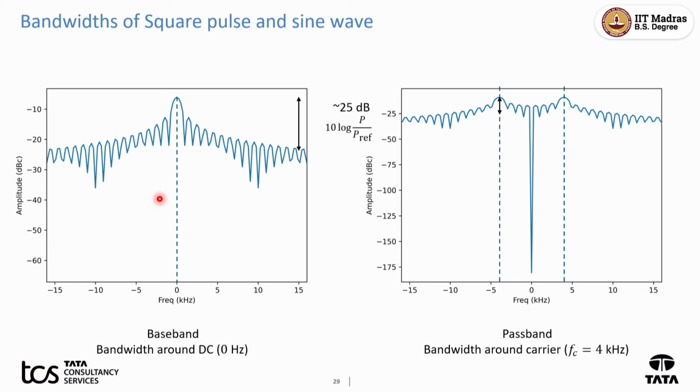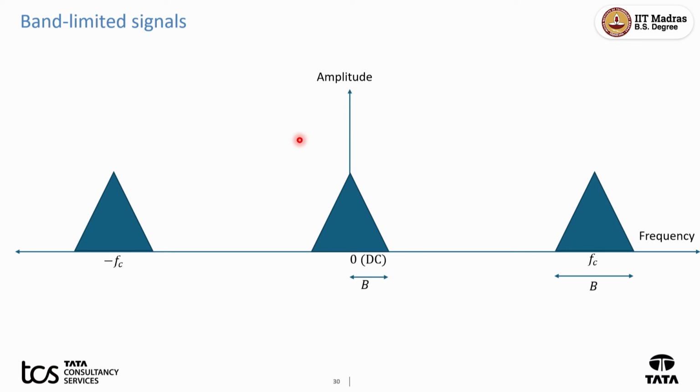You can see this black arrow and this one, they are different Y scales, approximately 25 dB apart. This corresponds to the square pulse and the sine wave. If we transmit this on a wireless spectrum, we will be jailed for infringing on other operators' spectra. This 25 dB is hopeless for wireless transmission. So we will come to that later. But if you see any communication textbook, we work with what are known as band limited signals.